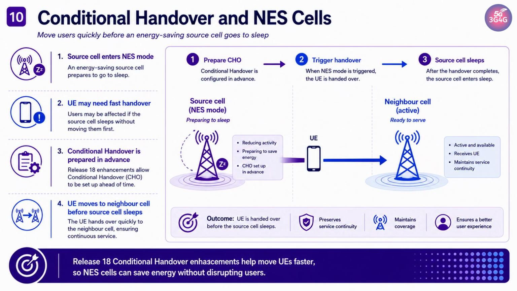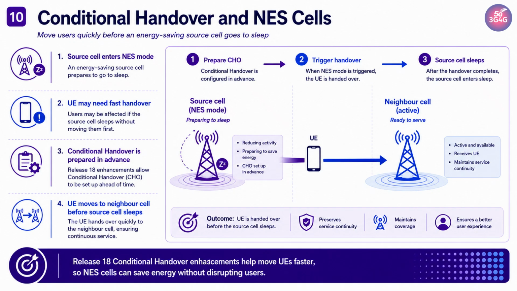Now, let us look at mobility. If a source cell is about to enter an energy saving mode, users may need to be moved quickly to another cell. This is where conditional handover becomes important. Conditional handover allows handover conditions and target cell information to be prepared in advance. Then, when the condition is met, the UE can execute the handover more quickly.